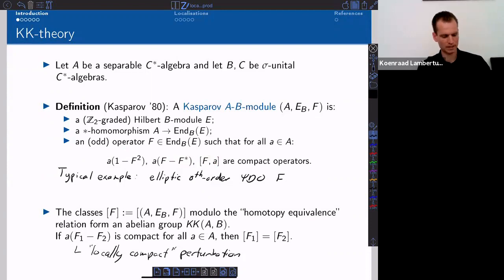As I mentioned, locally compact perturbations define the same class. If you think of zeroth order pseudo-differential operators, what are compact operators? Pseudo-differential operators with negative order are compact. This is telling us that the lower order part of the pseudo-differential operator doesn't really contribute to the class. Only the principal symbol of this operator determines the class. We don't need to know the lower order part, we don't need to know the full symbol expansion, but just the principal symbol alone determines the class in KK theory.